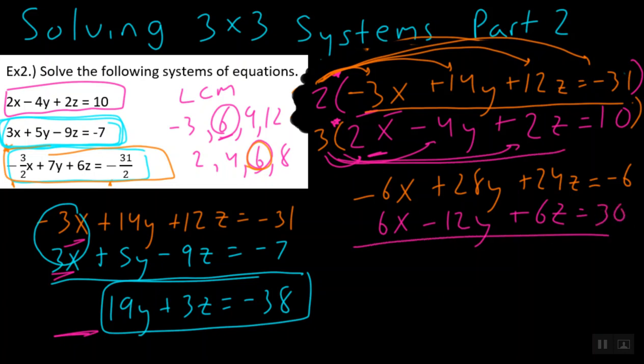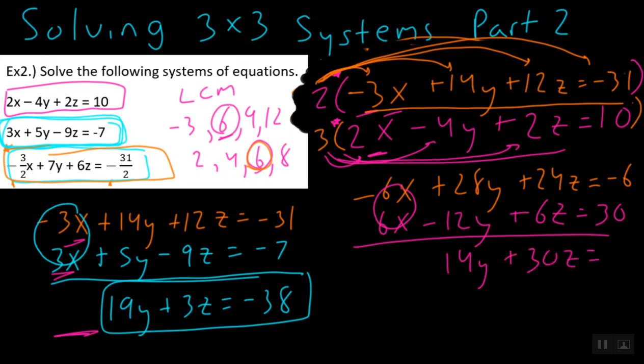And what does this look like when I combine it all together? Well, I know that we have our zero pair right there. I know that 28y minus 12y will give me 14y. I know that 24z plus 6z will give me 30z.